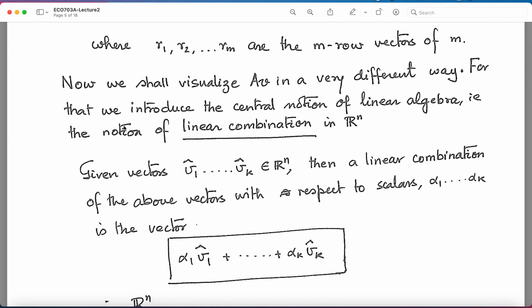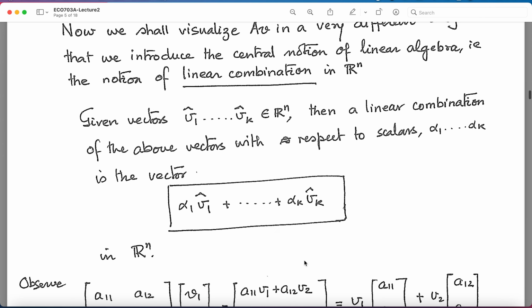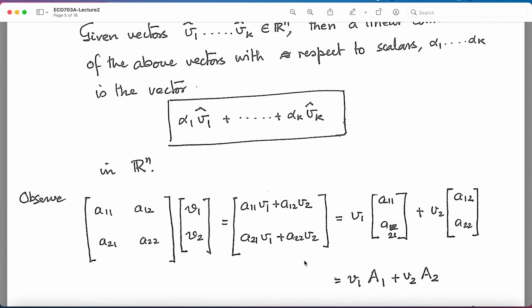If you have V1 hat dot dot dot V k hat elements in R n, then a linear combination of the above vectors with respect to certain scalars alpha 1 to alpha k, which are real numbers for us and nothing else, is the vector alpha 1 V1 hat plus dot dot dot plus alpha k V k hat. That is, you multiply each of these vectors by the corresponding scalar alpha i, and then add all of them together as vectors. That vector has to be in R n, of course. This is called a linear combination.